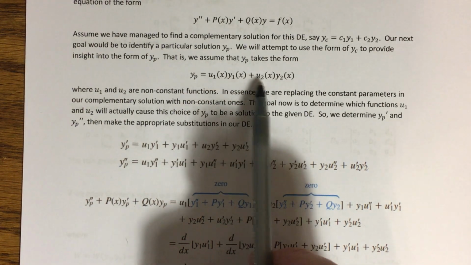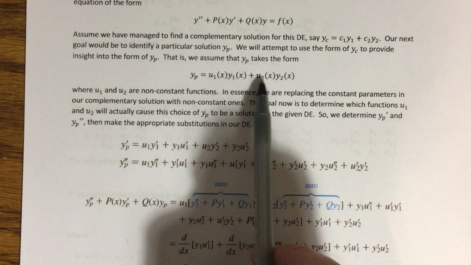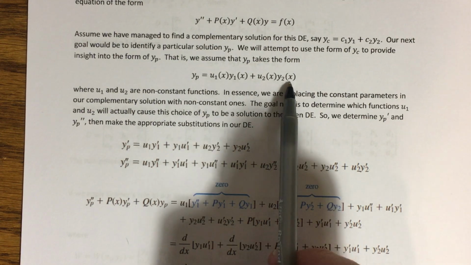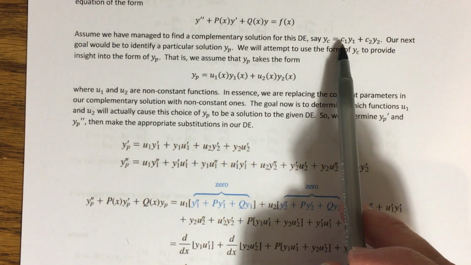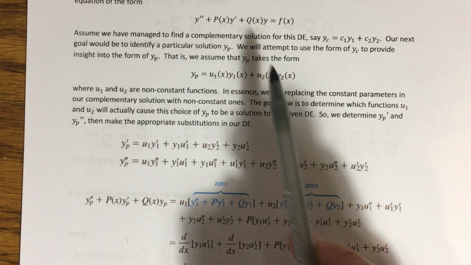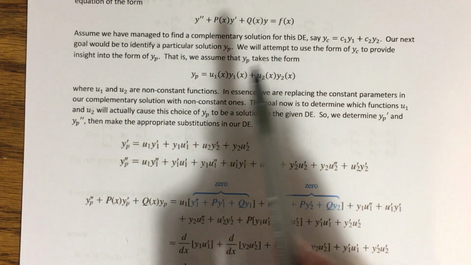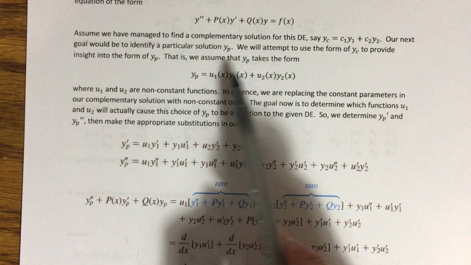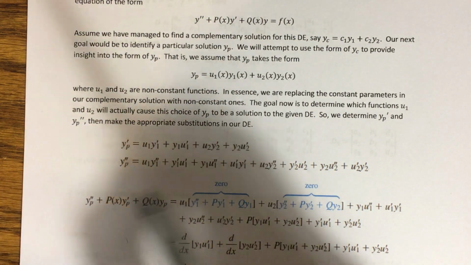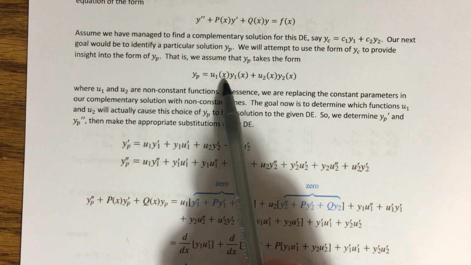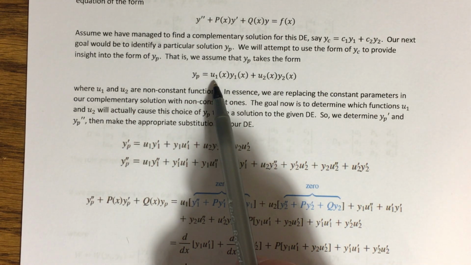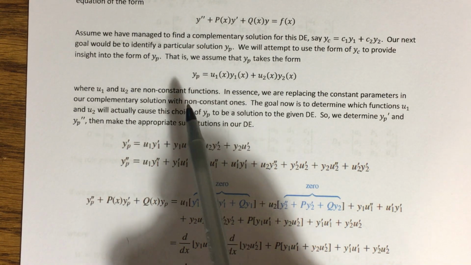Specifically, some non-constant functions of x. If we are able to do that, then we know that this thing couldn't be a solution to the associated homogeneous equation, because it's not coming from our complementary solution. But if we select u1 and u2 carefully, if we find specific functions u1 and u2, we might be able to create a particular solution.